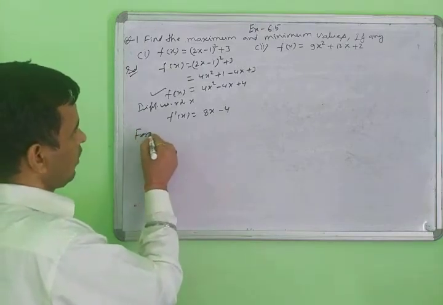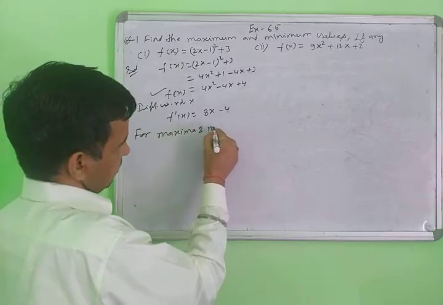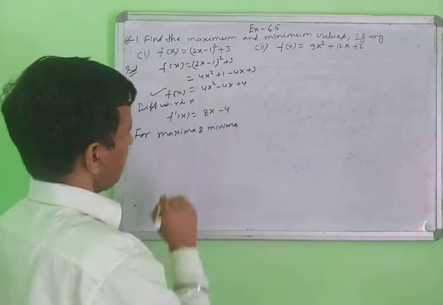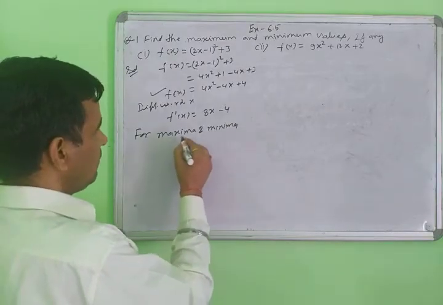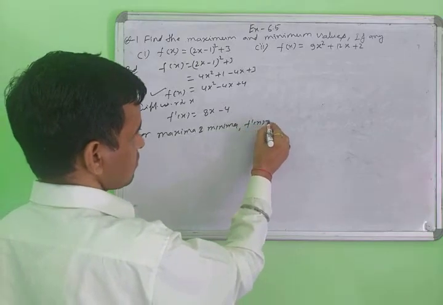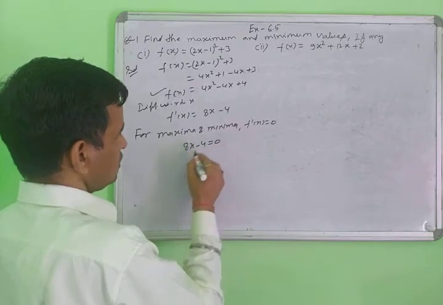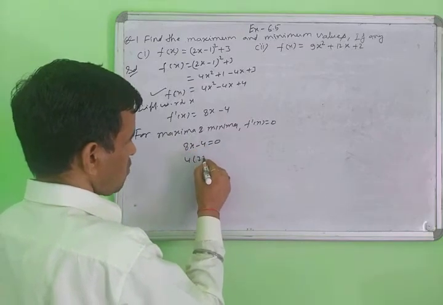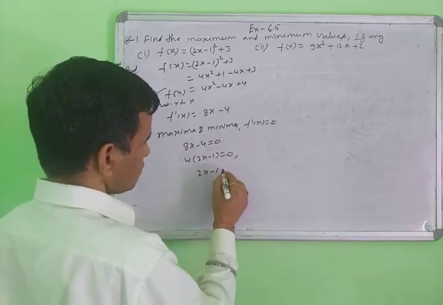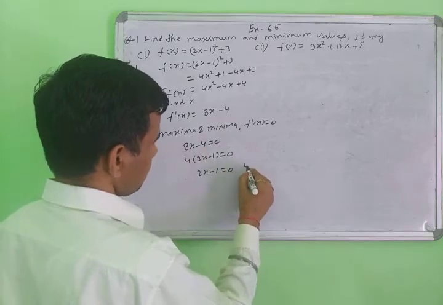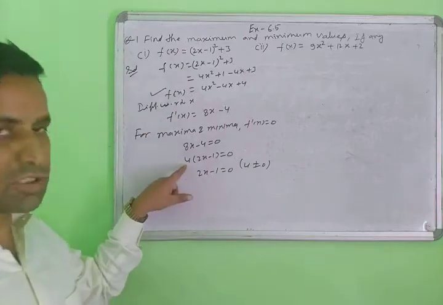For maxima and minima, f dash x equals 0. It means 8x minus 4 equals 0. Taking 4 common, 2x minus 1 equals 0, because 4 is not 0. 4 is not possible to be 0.